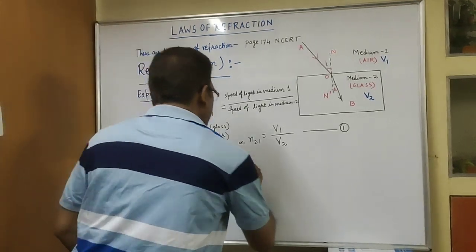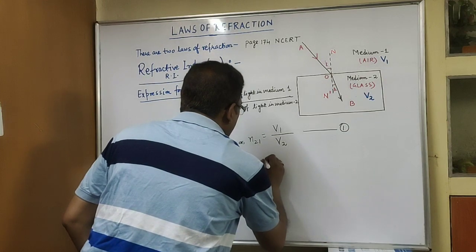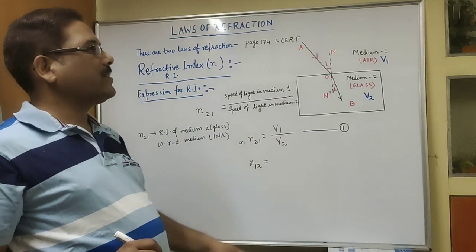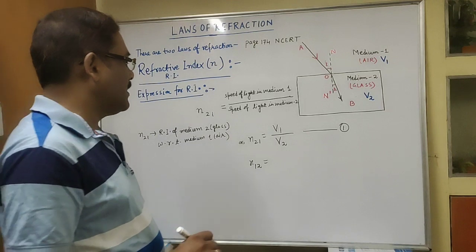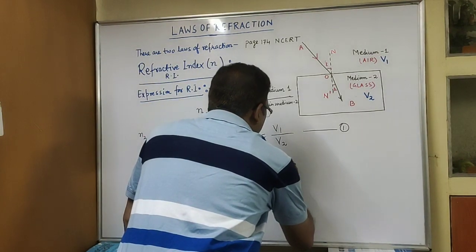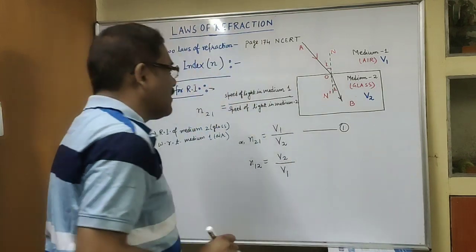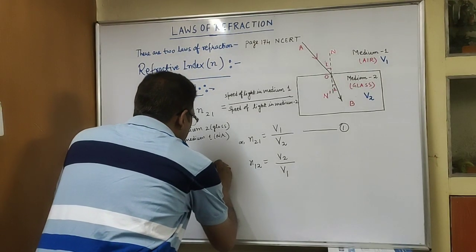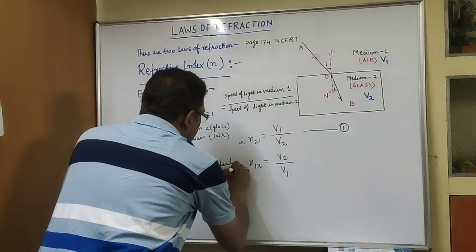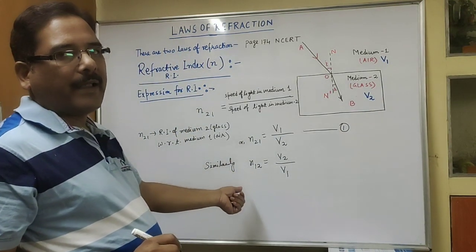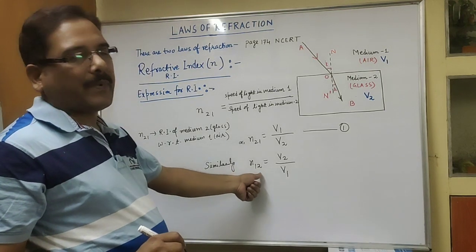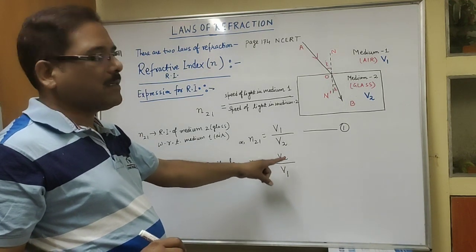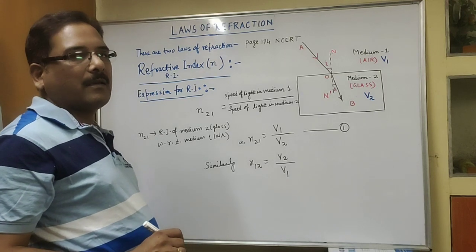Now if you have to calculate N12, what is the meaning of N12? It means the refractive index of air with respect to glass. So here we have speed of light in glass by speed of light in air, just opposite. If you are calculating the refractive index of air with respect to glass, then in the numerator you have to take the speed of light in glass first, divided by the speed of light in air.